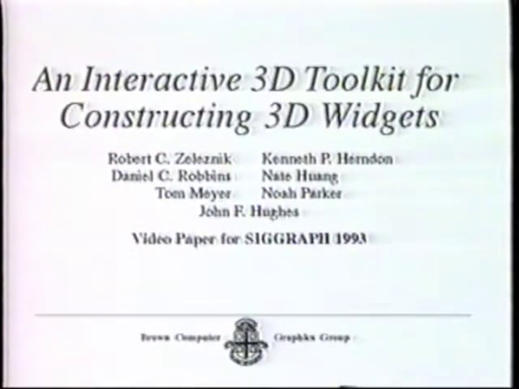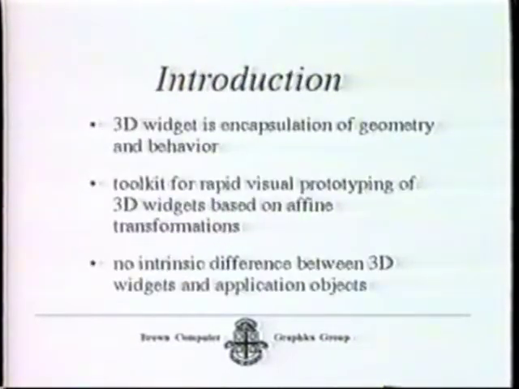3D applications today are still largely controlled by 2D WIMP user interfaces. We are interested in developing fully 3D user interfaces that augment direct manipulation with 3D widgets, that is, encapsulations of geometry and behavior. In this video paper, we present a toolkit that enables designers to rapidly and visually prototype a variety of 3D widgets and to constrain certain basic relations, based on affine transformations, between them.